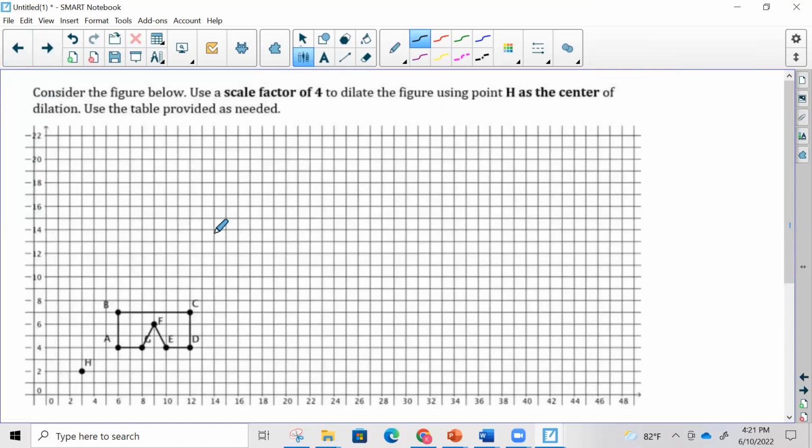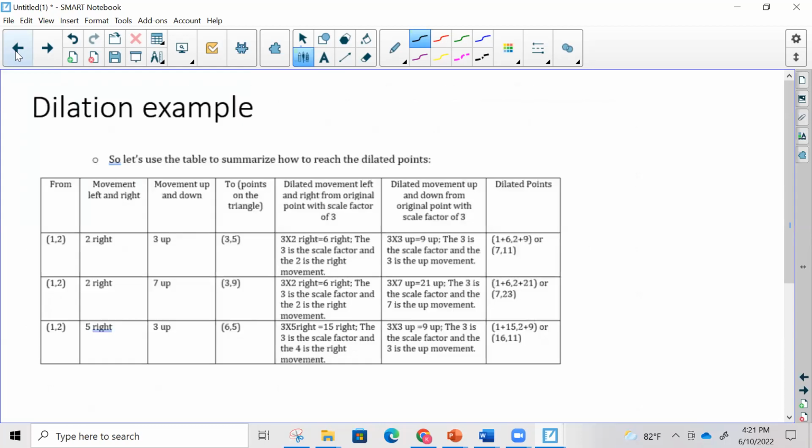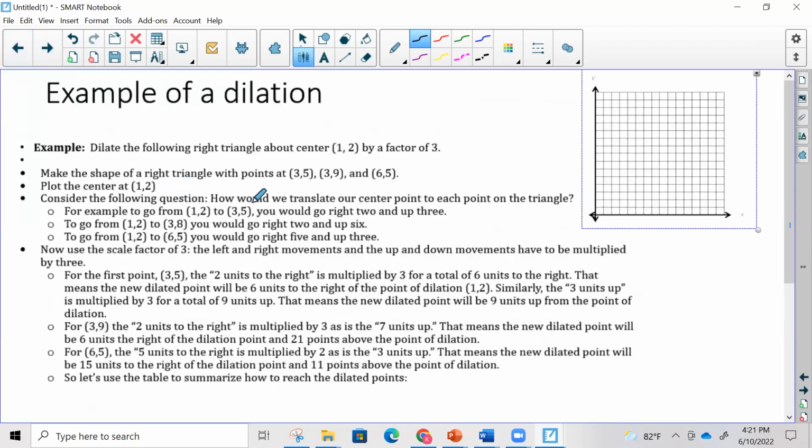Okay, so we're going to flip back and forth between the two pages. So what we're going to first do, and again, I'm going to do it on this example, is take our points, our original preimage, and plot the center if it's not plotted. And then we are going to figure out how we would translate our center point to each point on the triangle, or each point on our image. So we're going to see how far our center is from each of the points on our figure. And that's where we're going to start.